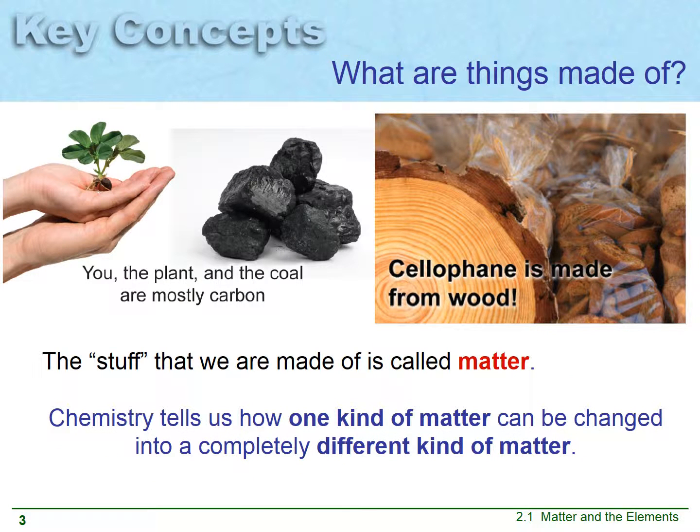A plant, coal, and you are mostly made of one type of material, carbon. The stuff that we are made of is called matter. In chemistry, we study how one kind of matter can be changed into a completely different kind of matter.